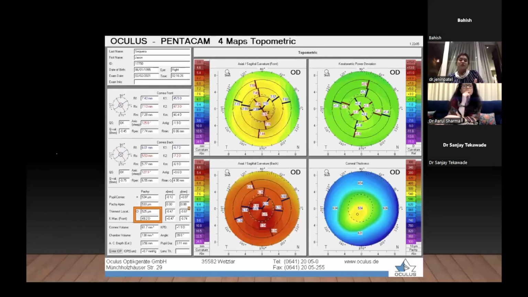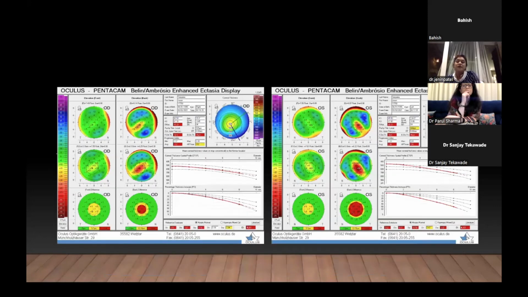Now, this is another patient where the rest of the parameters look good. This is the anterior sagittal map that we see, and all the numerics are parallel. This patient has a thickness of 525, and the deviation is also not much. It was a minus 0.67 with a very small error of around 2.25 with a cylinder of 1.25. When we did the Belin-Ambrosio, both eyes showed us changes in the posterior cornea. So LASIK for this patient was completely out of the question.